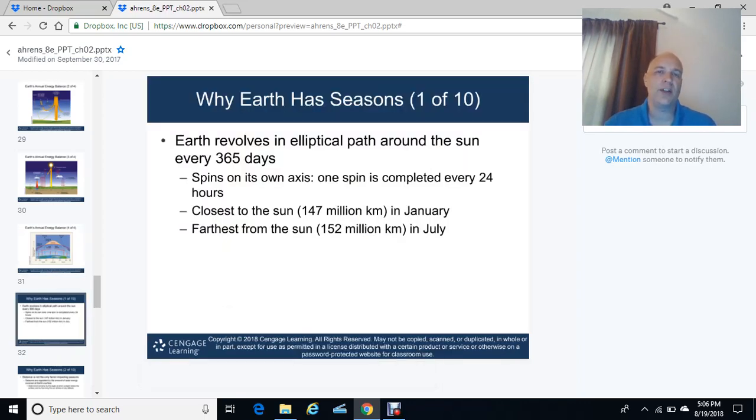Now we're going to move into a really fun topic. I really like this one. This one's the seasons. Why do we have seasons here on Earth? Earth generally revolves in an elliptical path around the sun every 365 and a quarter days.